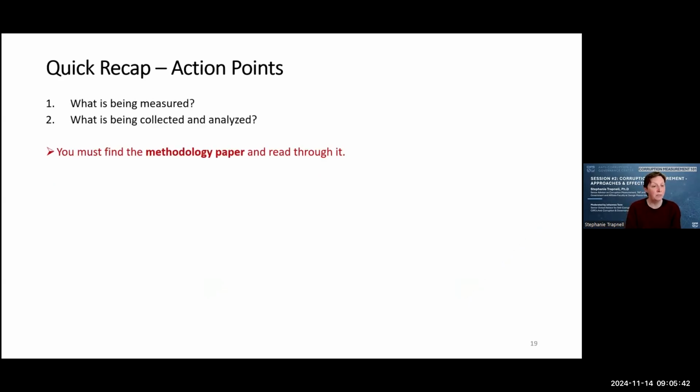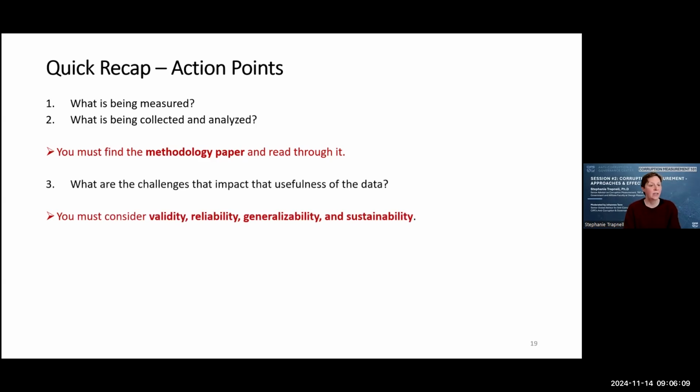So what is being measured and what is being collected and analyzed? How do you answer them? You go to the methodology paper and you read through it. Find the information on methodology and find your answers to questions that I have posed today, and it will help you determine whether you should use that data and whether it will help you. If you can't find the methodology paper, send a message to the data producers and tell them they need to put that online.